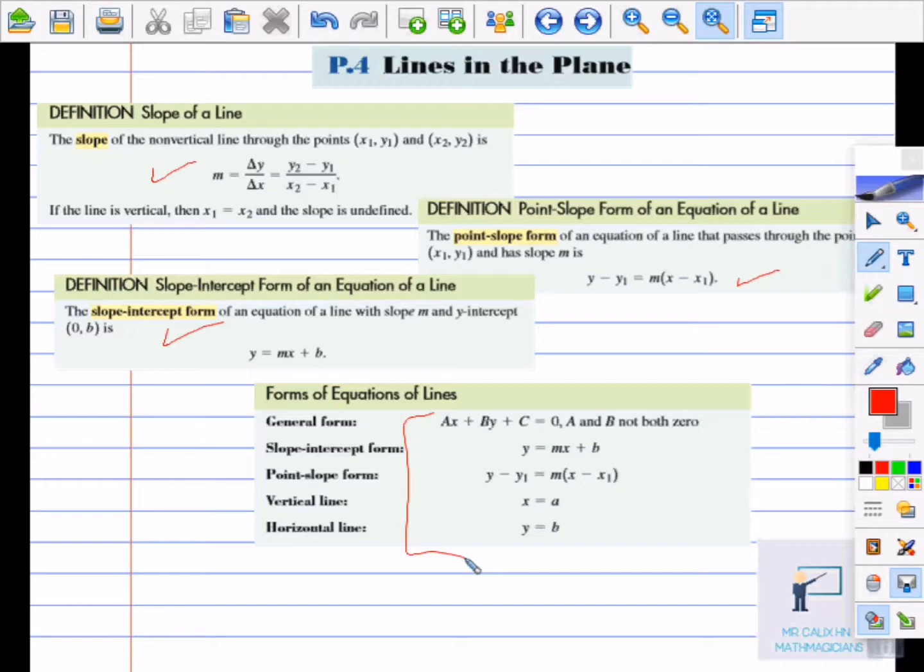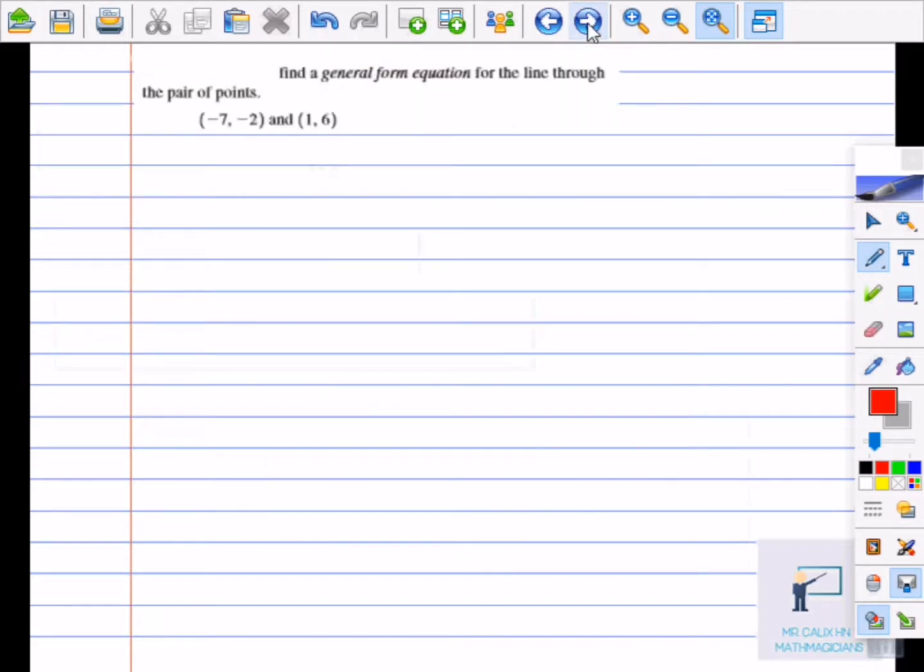With this, we'll continue to solve our first exercise. It says, find a general form equation for the line through the pairs of points. They give you a pair of points, as you can see here. We're going to call them x1, y1, and x2, y2. What we're looking for is the general form, which is ax + by + c = 0. We're going to write our equation of those points using this.